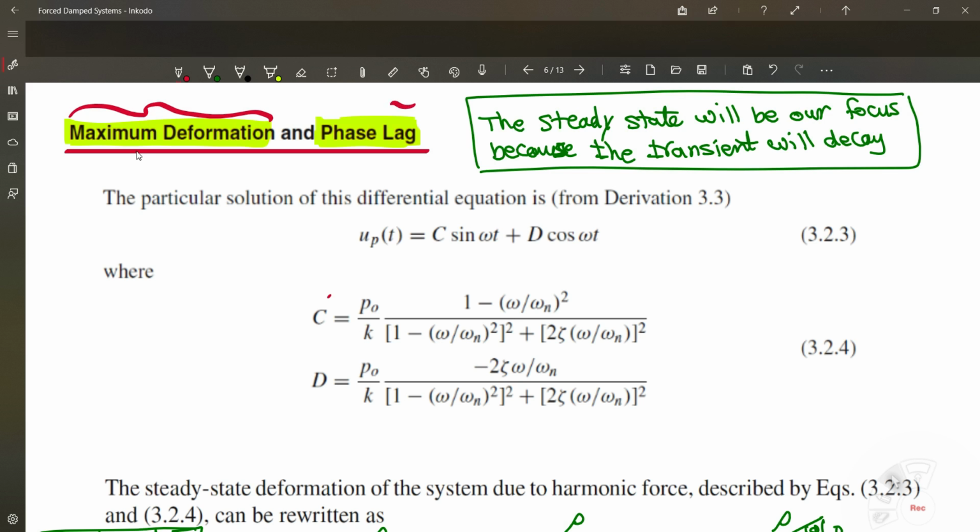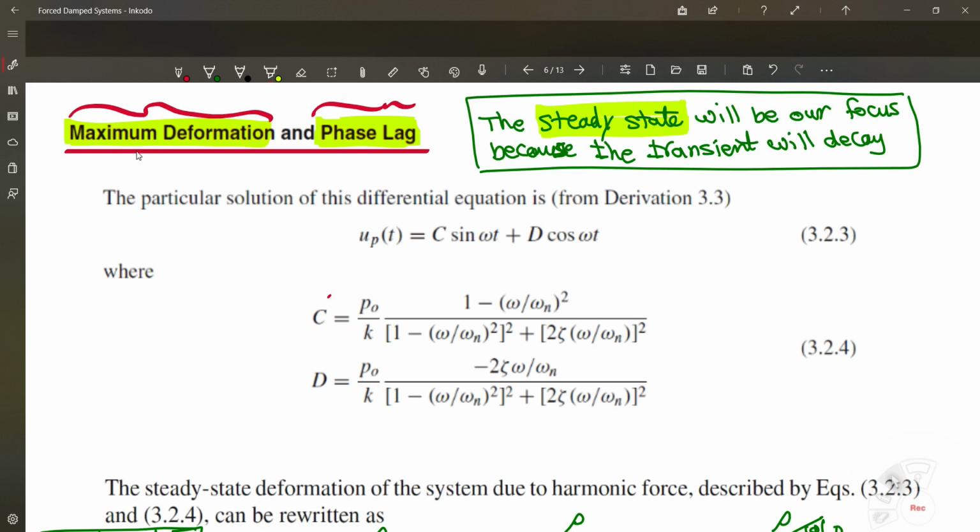And another thing which is related to the phase lag, I'm going to define it, and we want to know how much our response is lagging behind the forcing frequency, for example. I'm going to give the definition of phase lag and phase angle, but I'm going to place emphasis from now on the steady state. This is our case now, steady state, because as I said, after that the transient will decay.